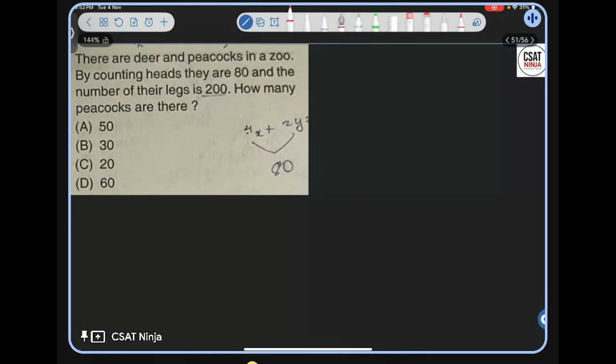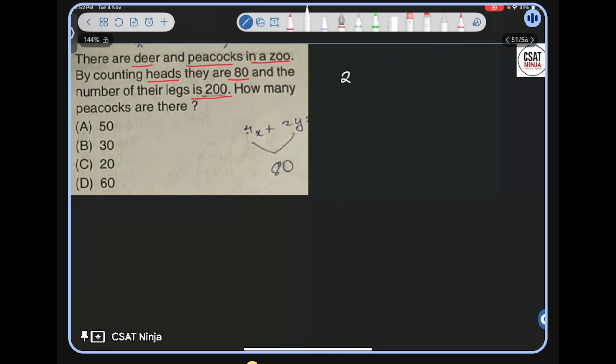Okay, this is a very interesting question. There are deers and peacocks in a zoo. By counting heads, they are 80, and the number of their legs is 200. How many peacocks are there? Okay, I'll give you a very simple formula. Actually, this can be solved by 3 or 4 approaches, but for me, this is one of the simplest approaches.